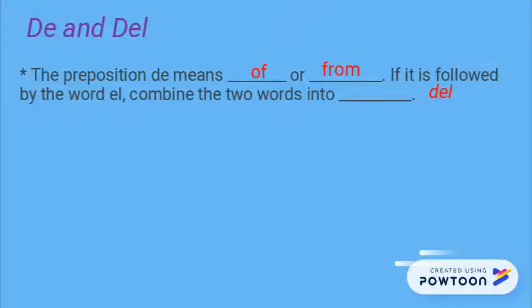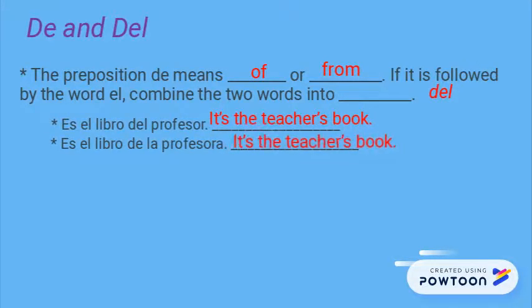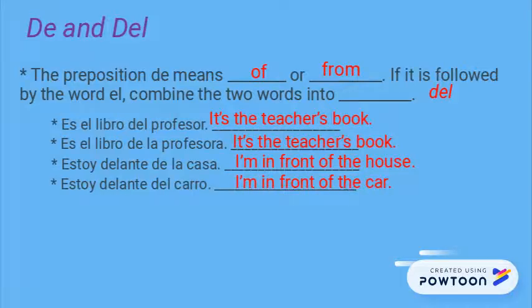All right, then let's talk about de and del. So we know a means to or at. De means of or from, and we've been using this in a bunch of different situations. But if you have de and el right next to each other, those two words combine into del. So de plus el equals del.